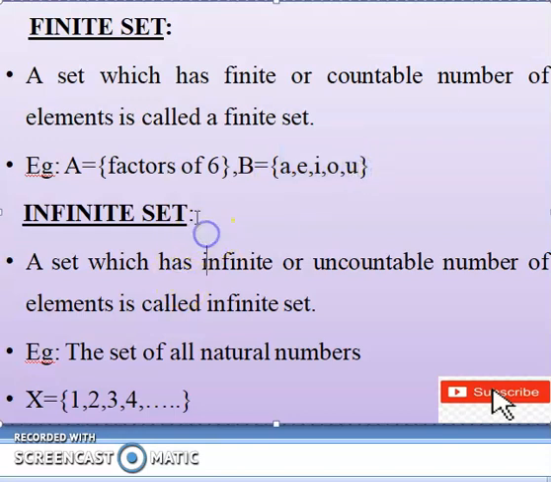Now what is an infinite set? A set which has an infinite or uncountable number of elements is called an infinite set. A set in which we cannot count the number of elements is called an infinite set. For example, the set of all natural numbers: natural numbers start from 1 and go on till infinity. So x equals 1, 2, 3, 4, and so on, comes under infinite set.